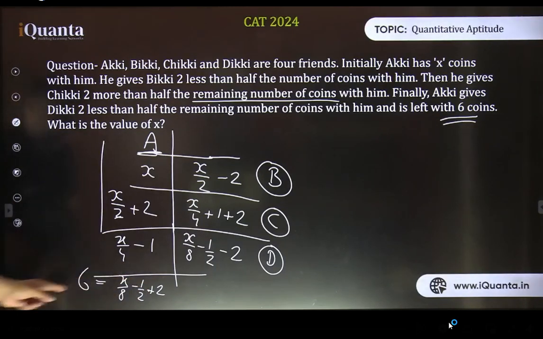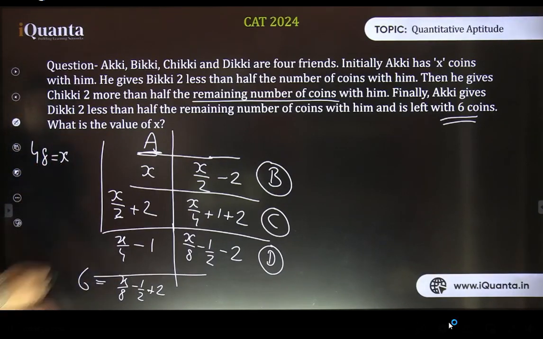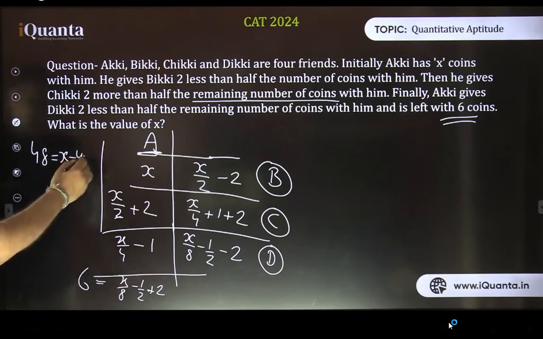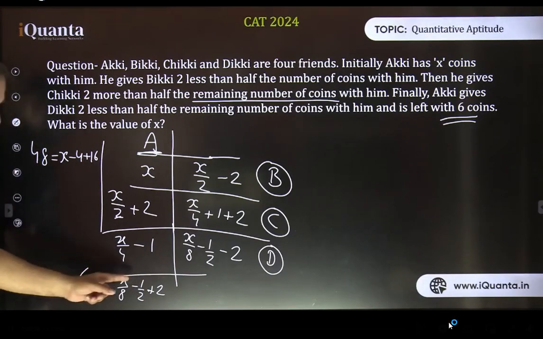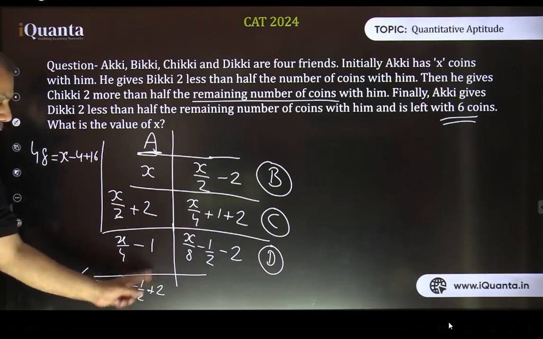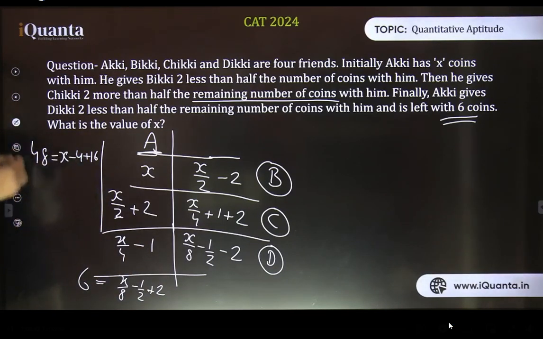If I have multiplied throughout by 8 here, so it will be 48 equals x minus 4 plus 16. I've just multiplied throughout by 8, right? 8 sixes are 48. 48 equals x by 8 into 8 will be x only, and 1 by 2 into 8 will be minus 4, and 2 into 8 will be 16. Okay, so 16 minus 4 is 12, and 12 when subtracted from 48 will give you 36. So this is the right answer.